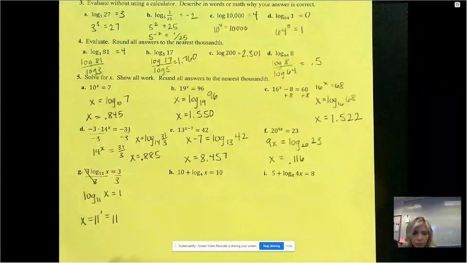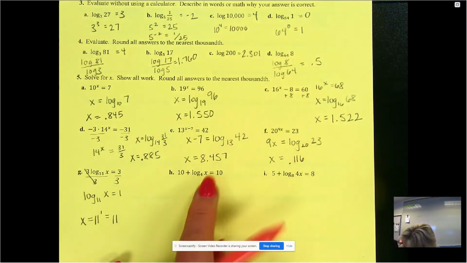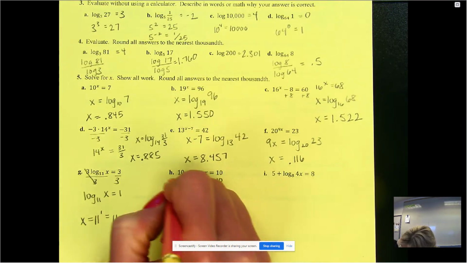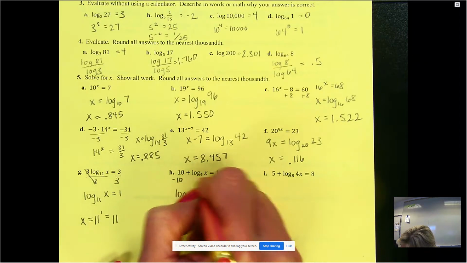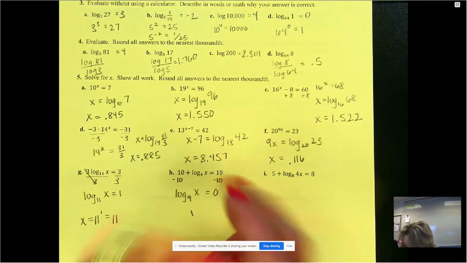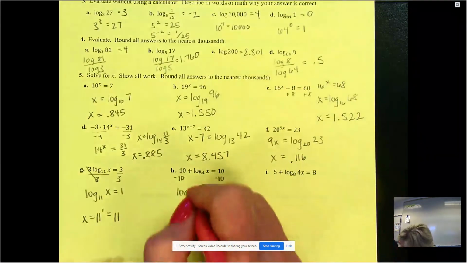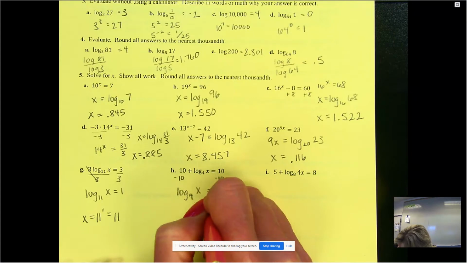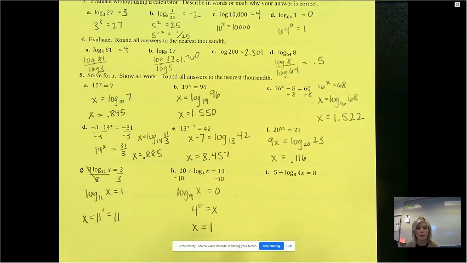Okay, on H, again, we're going to get log base 4 of x by itself by subtracting this 10. 10 minus 10 is 0. So we have 4 to the 0. Base is 4, exponent is 0. And so 4 to the 0 is 1, so x is equal to 1.